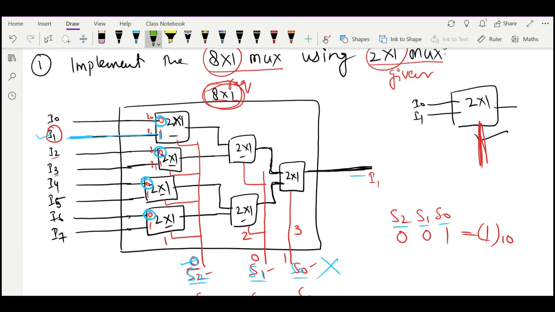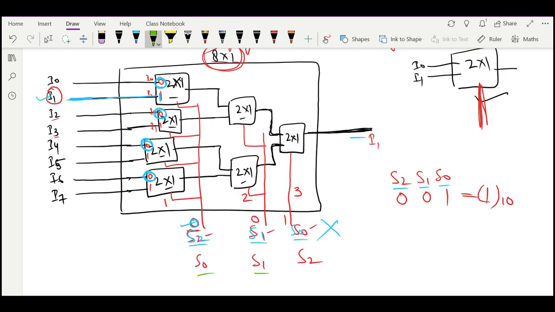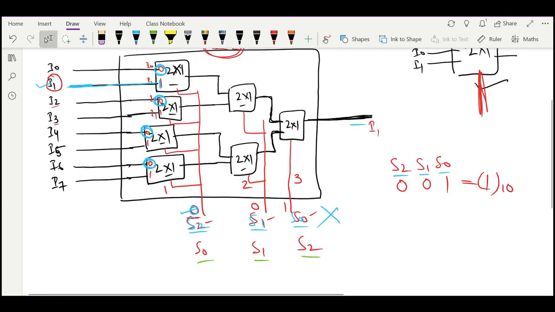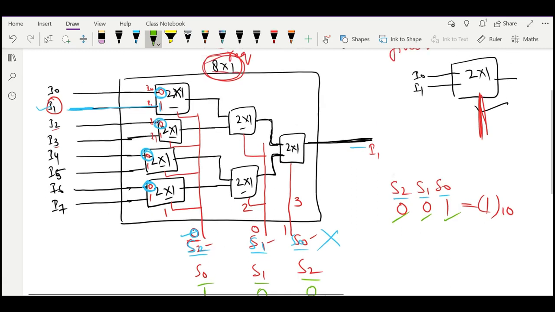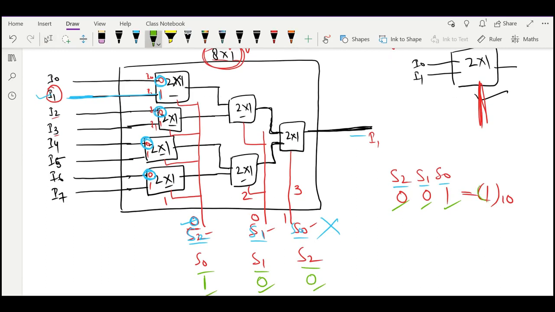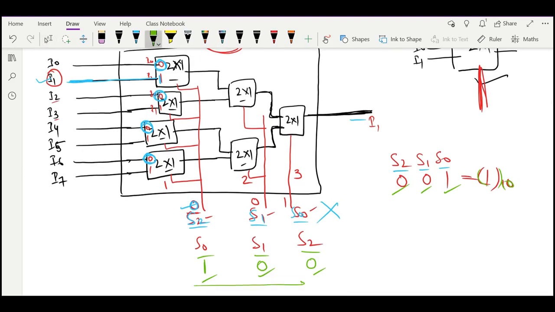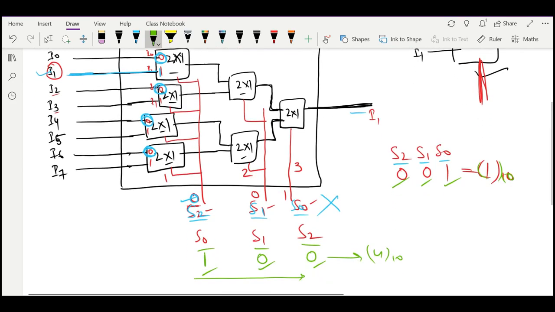Now let's see if we assume S0, S1, S2. What will happen? S0 is 1, S1 is 0, S2 is 0. This is also 1 only, because what we have done is just reversed the naming. It doesn't mean that it will become 4 in decimal. It is still 001 only, but we have named it the other way around. So this is not 4.